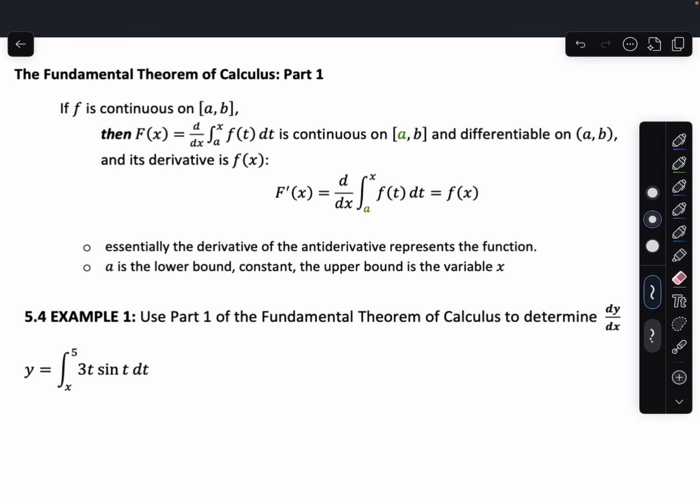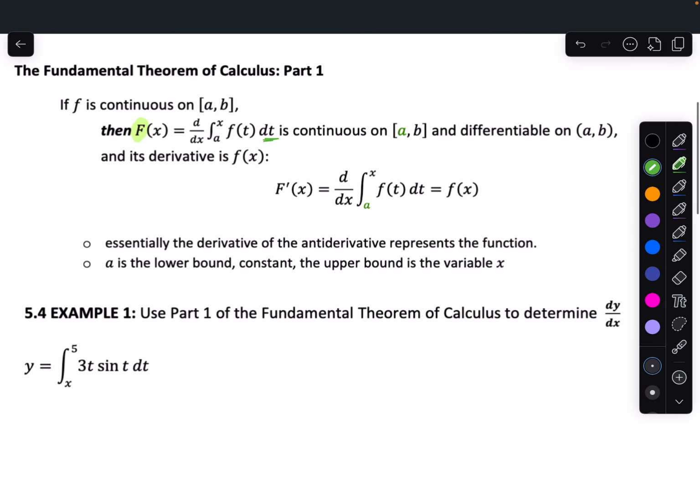So we have some new notation to think about. We have this capital F. What does capital F represent? Capital F, the way we've talked about it, represents the antiderivative. So the antiderivative is the derivative d dx of the integral from some constant a, the lower bound, up to some value x, which is variable, of f of t with respect to t. So that would also be continuous on a to b, and it would be differentiable everywhere inside the interval.